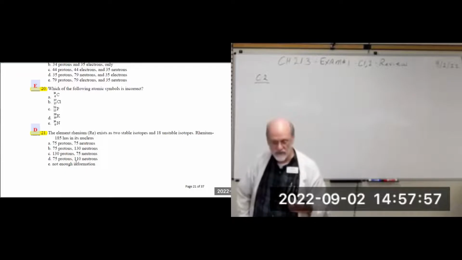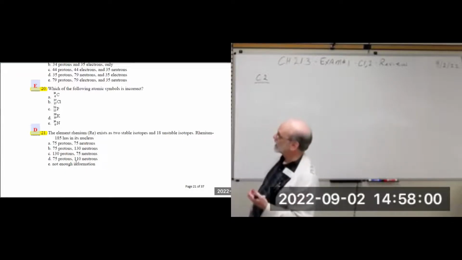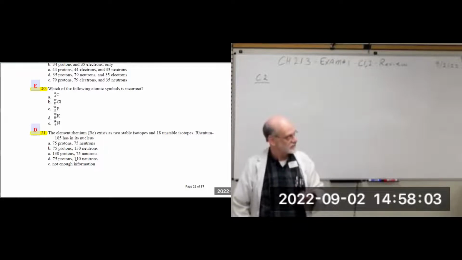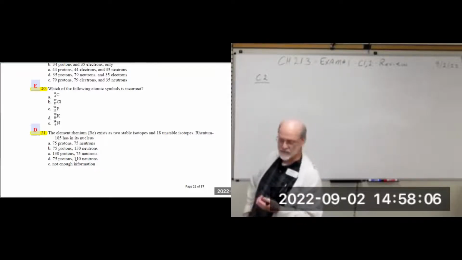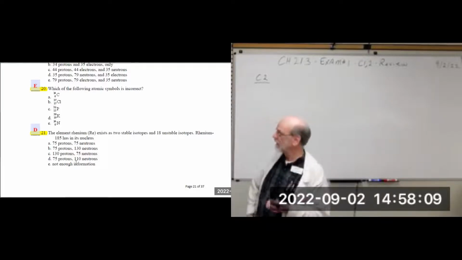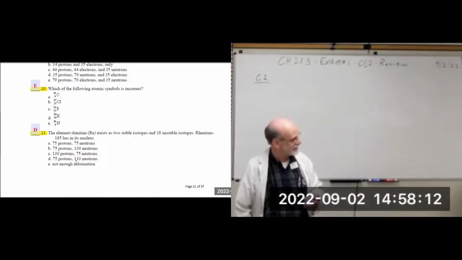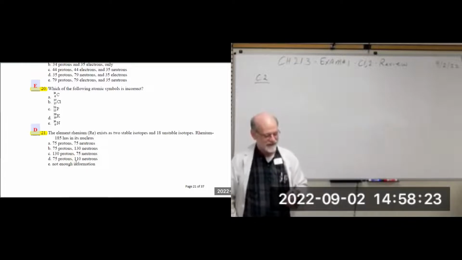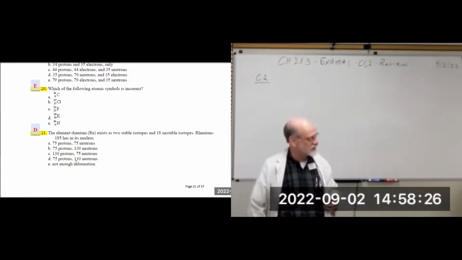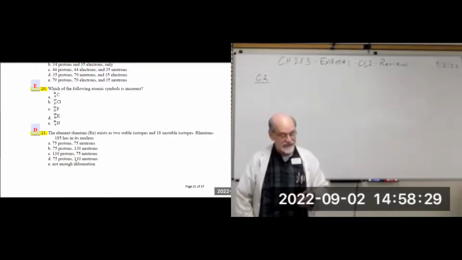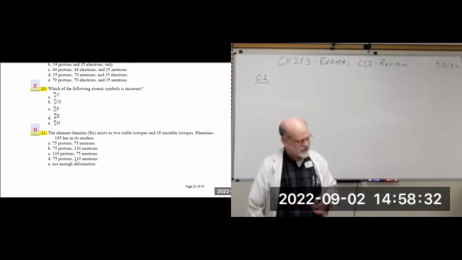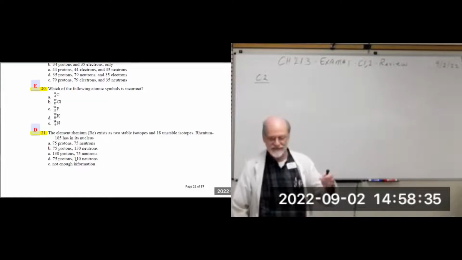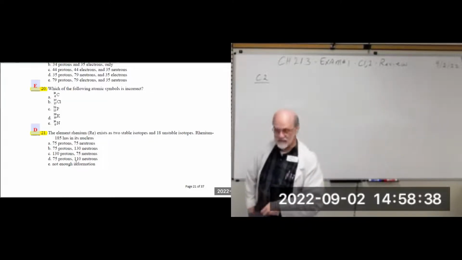Does carbon have 6 protons? Yep. How about chlorine? Does it have 17? Yep. How about phosphorus? Does it have 15? Yep. How about potassium? Does it have 19? K, yeah, that's potassium. P is phosphorus, K is potassium. Yeah, 19, so that one's good. How about nitrogen? This says 8. That says 7. Okay, we found our one. E is wrong.